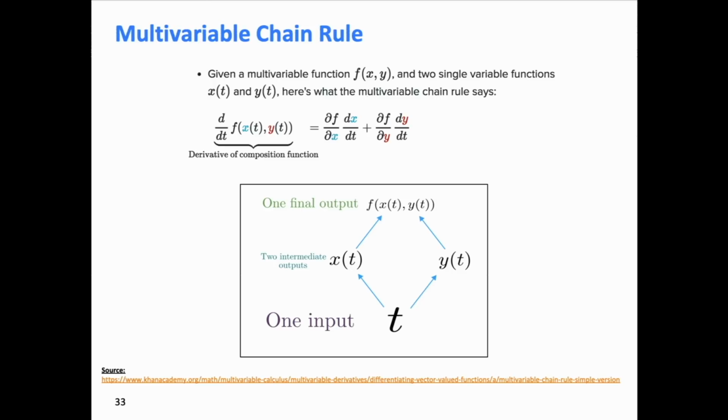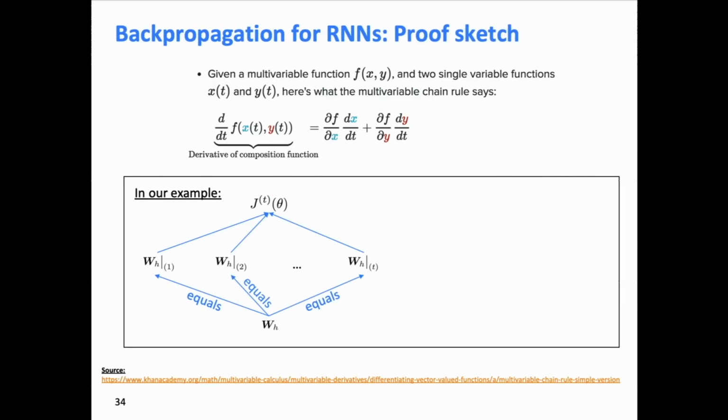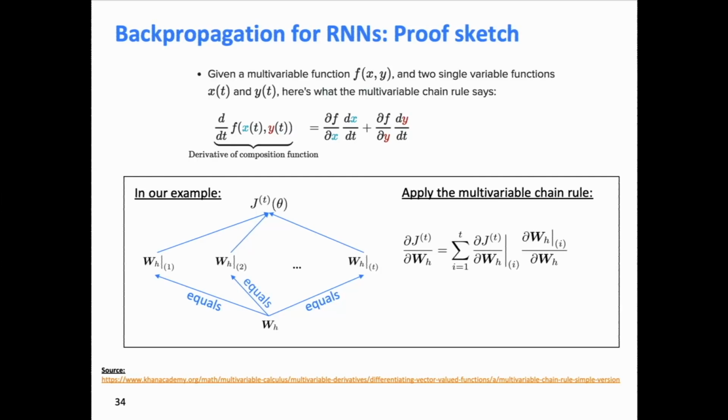If we apply this to our scenario, with trying to take the derivative of the loss jt with respect to our weight matrix WH, then you could view it as this kind of diagram, where WH has a relationship with all of these individual appearances of WH, but it's a simple relationship, it's just equality. And then each of those appearances of WH affects the loss in different ways. So if we apply the multivariable chain rule, it says that the derivative of the loss with respect to WH is the sum of those chain rule terms. But the expression on the right is just 1, because it's an equality relation.